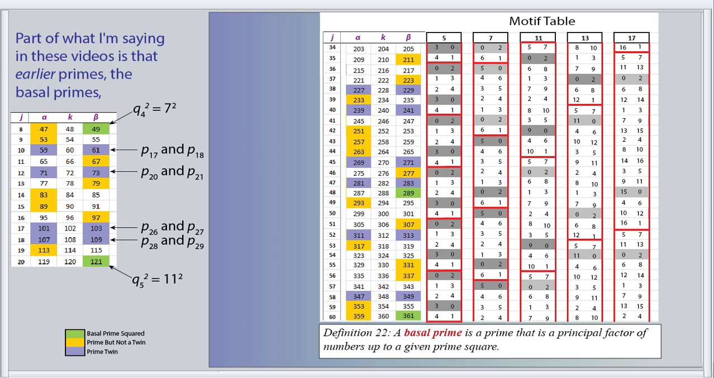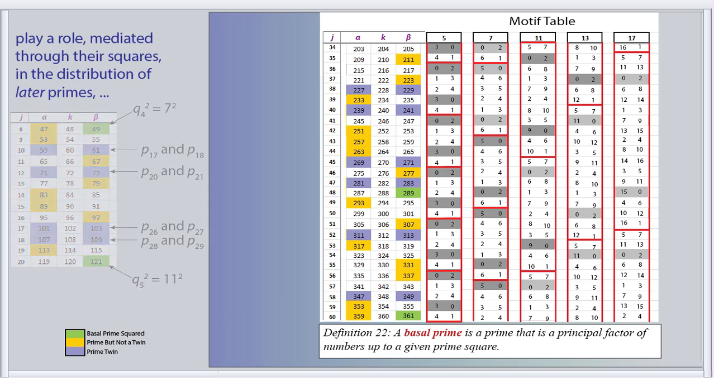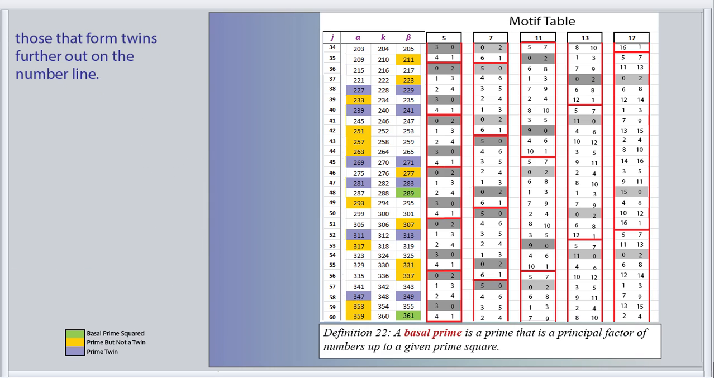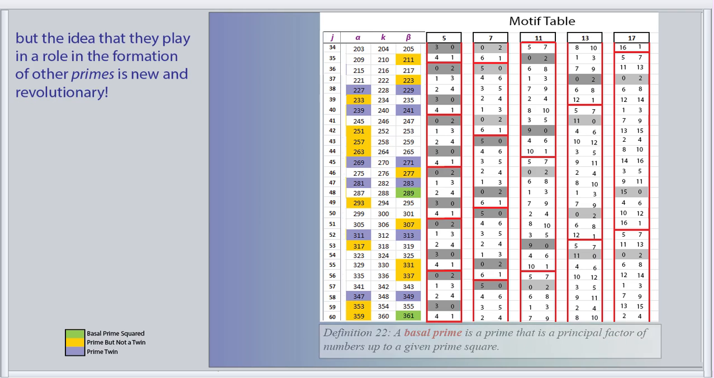Part of what I'm saying in these videos is that earlier primes, the basal primes, play a role mediated through their squares in the distribution of later primes, those that form twins further out on the number line. We are used to the idea that primes play a role in the formation of composites, but the idea that they play a role in the formation of other primes is new and revolutionary.